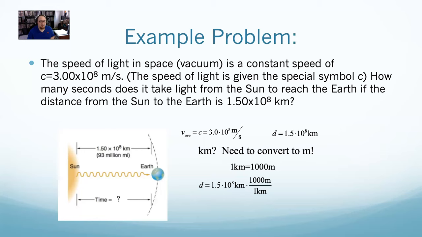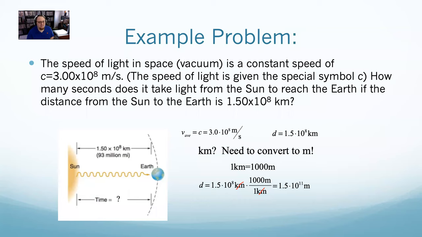And I'm going to do a conversion factor like this because I want my kilometers to cancel. So I'm going to put kilometers on the bottom of this ratio and multiply by meters. Now, doing this math, 1.5 times 10 to the 8th times 1,000, that's 1.5 times 10 to the 11th. And therefore, my displacement is 1.5 times 10 to the 11th meters.